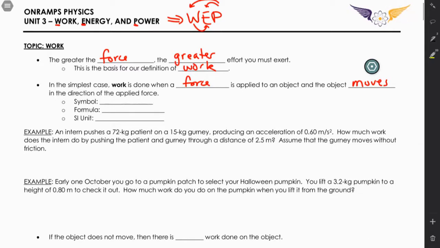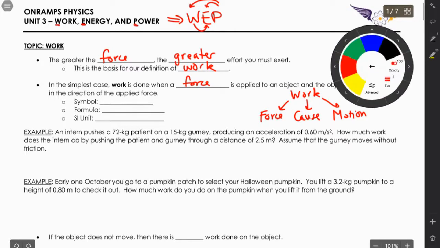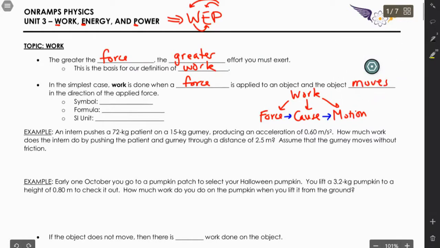So before we talk about the symbol, the formula, and the unit, just a way to think about this. For work to be done, there has to be three things happening. First, you have to have a force. Next, you have to have a change in motion. And the third thing is you have to have a cause. So this force must cause this motion. If the force that is applied to the object doesn't cause the change in motion, then that force does no work.